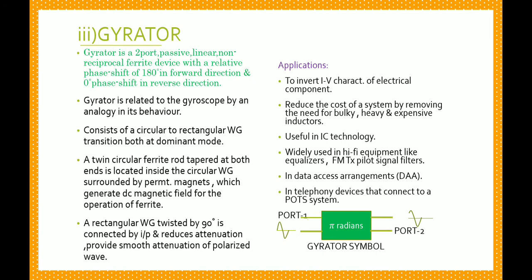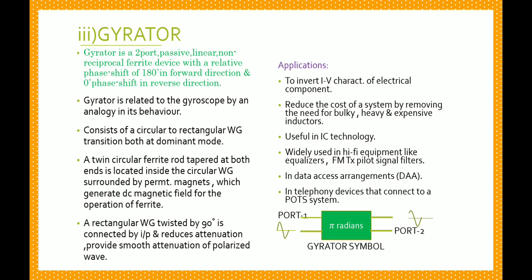It consists of a circular to rectangular waveguide transition, where the transition takes place from circular dominant mode to rectangular dominant mode. A twin circular ferrite rod tapered at both ends is located inside the circular waveguide surrounded by a permanent magnet. The magnet is important, which generates the DC magnetic field for the operation of the ferrite. A rectangular waveguide twisted by 90 degrees is connected at the input and provides smooth attenuation of polarized waves. So that is a gyrator and how it operates. The symbol we are seeing in the diagram below.